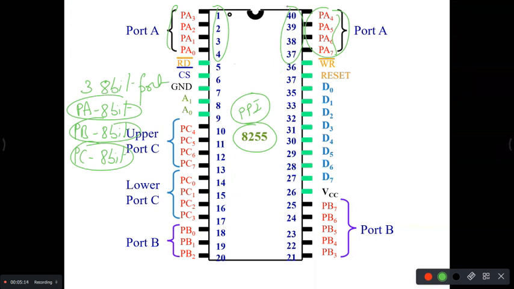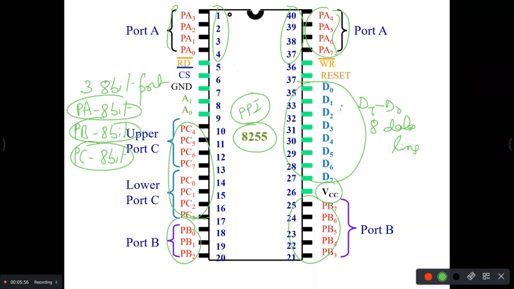Similarly, you have port B, can you see? Pin numbers 18, 19, 20, and this is port B. And you also have port C. The majority of the pins in this are ports. Then you have VCC as usual. And how do you get the data from the microprocessor? From the data lines only, right? So how many data lines does it have? It has 8 data lines, that is D7 to D0. This is connected to the microprocessor.